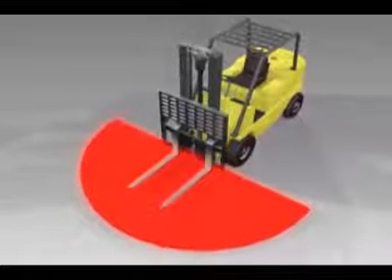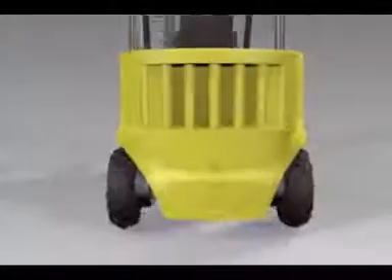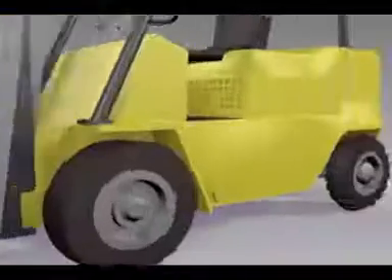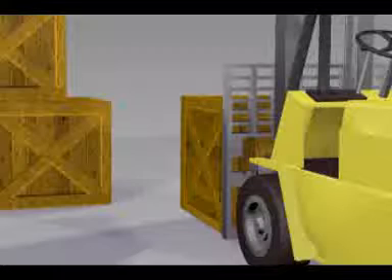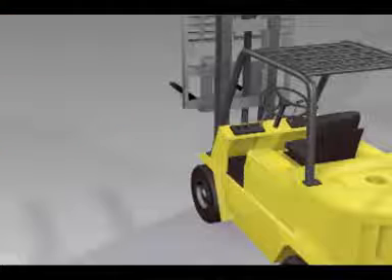Be certain the forks have cleared the pallet before turning and before changing height. Stack the load square and straight. Check behind and on both sides before backing up.